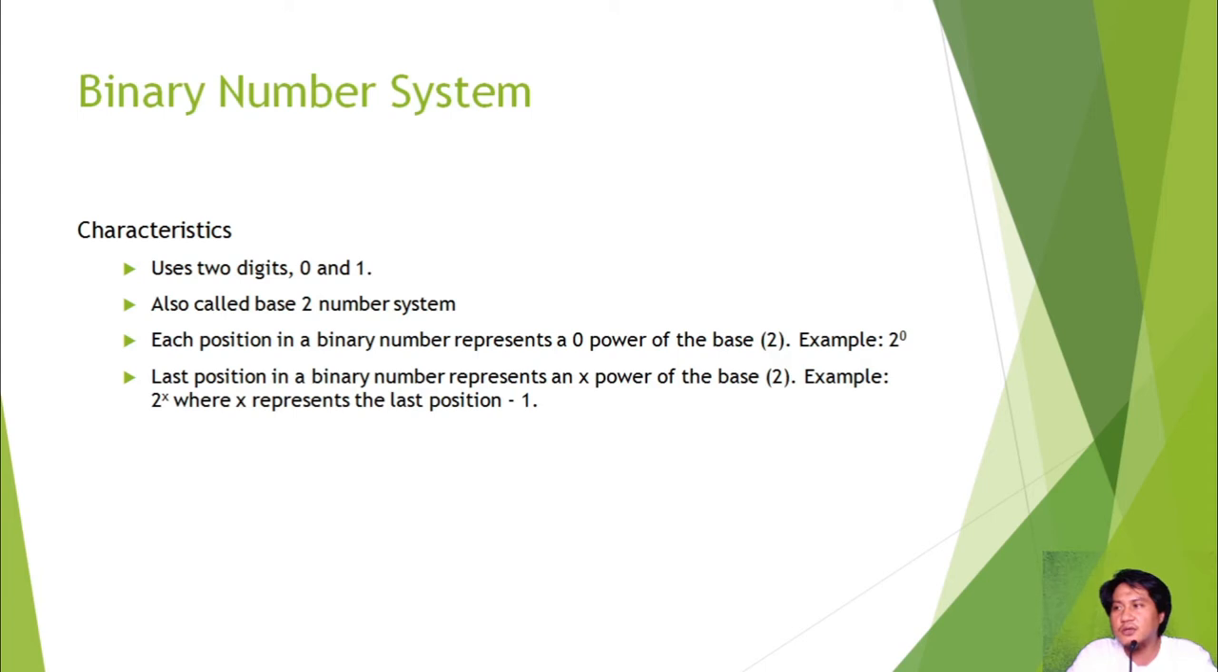Each position in a binary number represents a power of the base 2. For example, 2 to the power of 0. And the last position in a binary number represents an x power of the base 2, for example 2 to the power of x, where x represents the last position, which is negative 1.